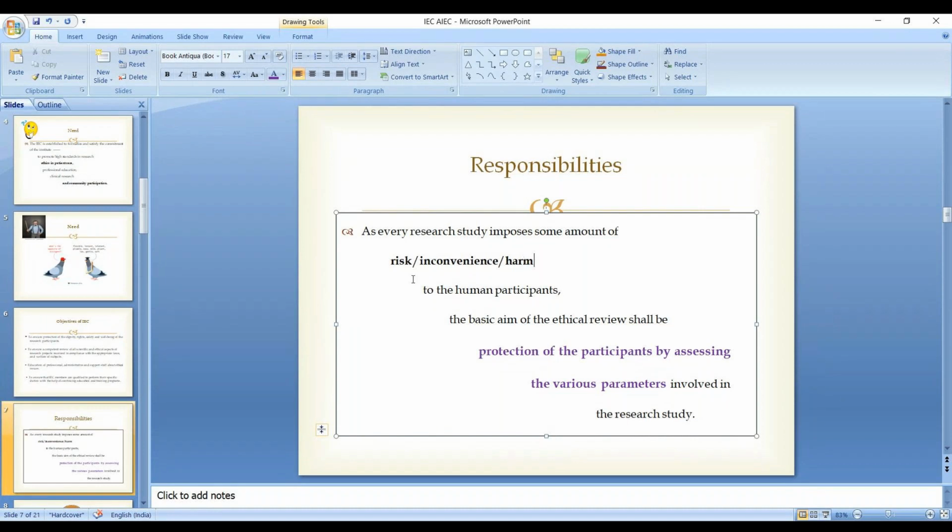So every study has some risk, inconvenience and harm to the human participants. If you do not take any risk, then no study will be made. But the risk should be minimum. It should be very, very minimum. You should try for that.